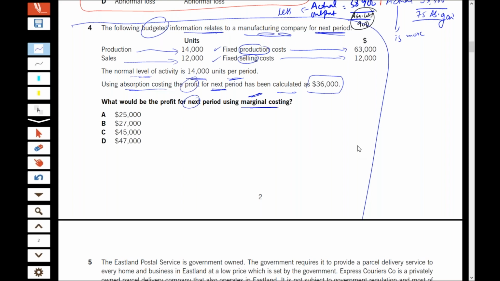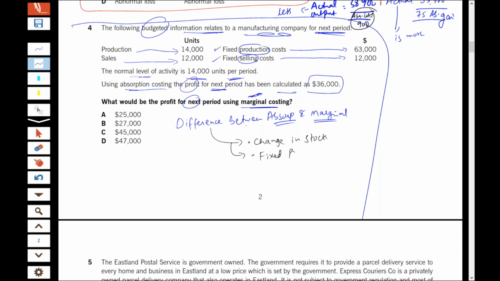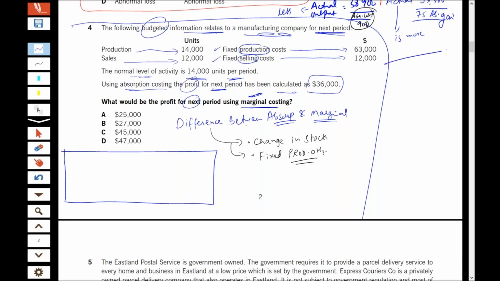See that the main difference between absorption and marginal is because of the change in stock and fixed production overheads. How? Just remember the simple way and the format to calculate this thing. You will simply be in a position to calculate this answer.